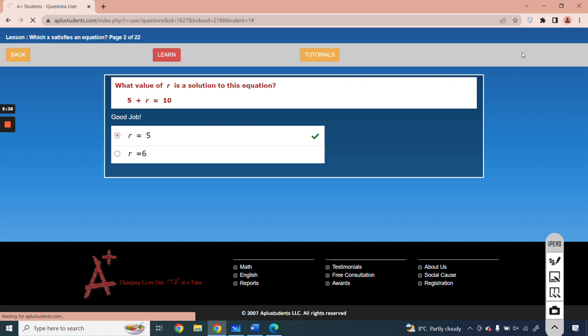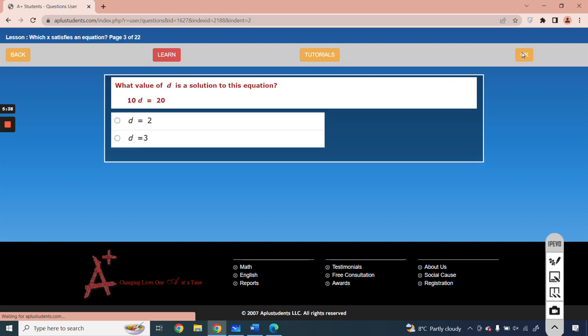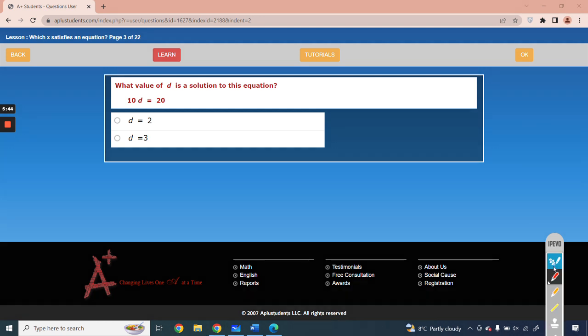Okay, the next one is, what value of d is a solution of the equation? So let's just solve it. 10 is multiplying to d. Got it? And opposite to multiplication is division. So simply divide both sides of the equation by 10.